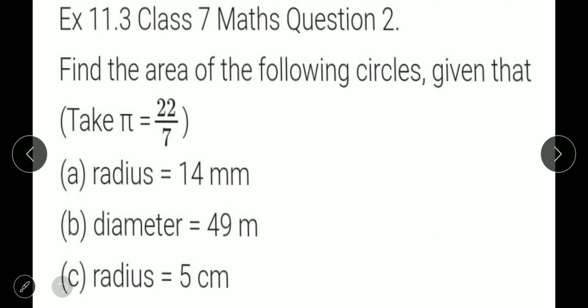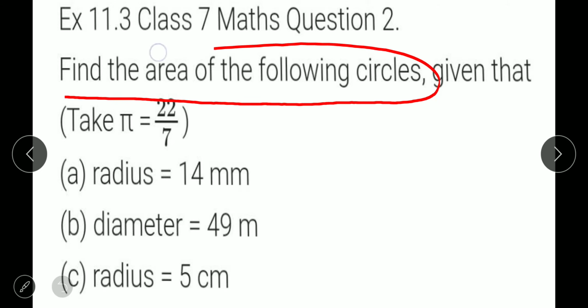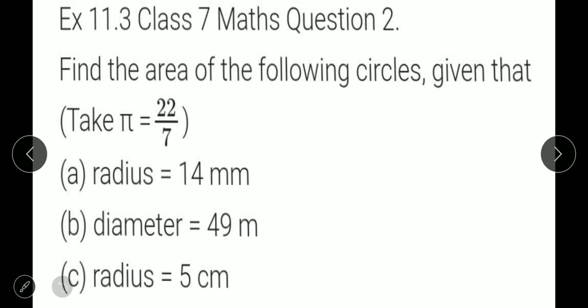Come on, question number second. Question number second says, find the area of the following circles. Now we have to find the area of the following circles. Here we have to find area, and again they have given the value of pi, that is 22 upon 7. So the formula to find the area is pi r square. Then put the formula, and the value of pi we have to put is 22 upon 7.